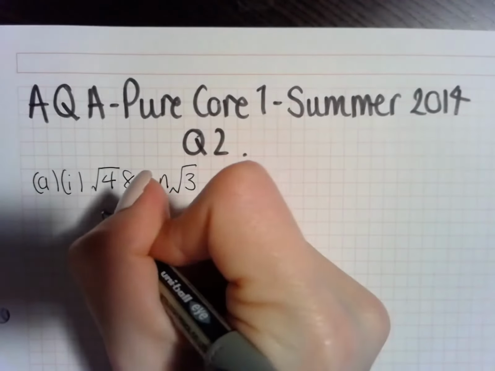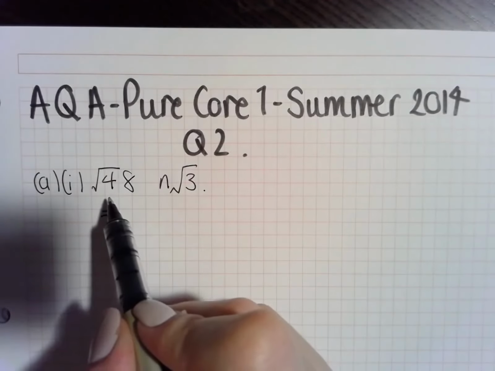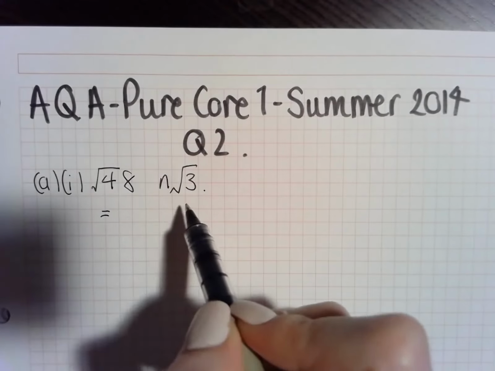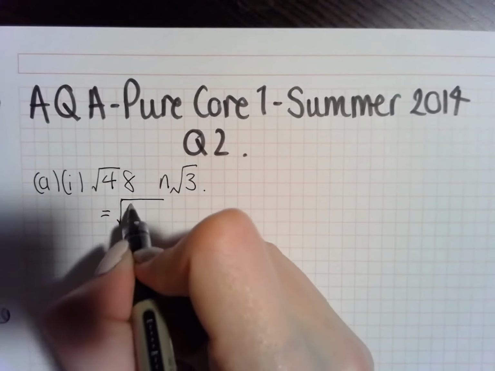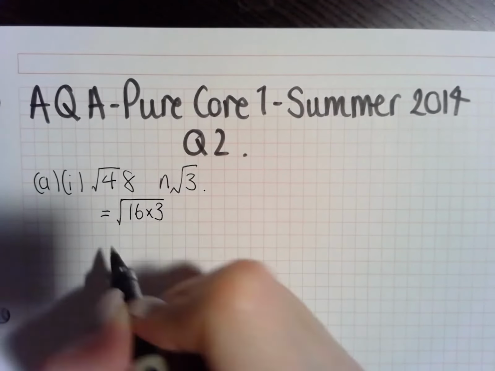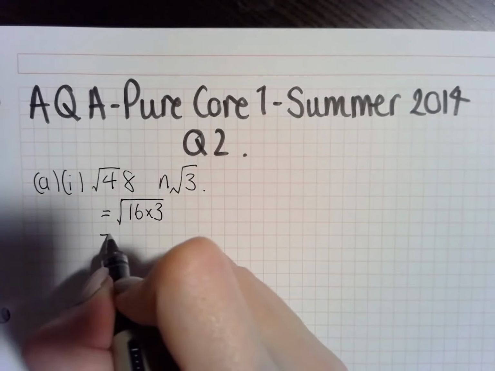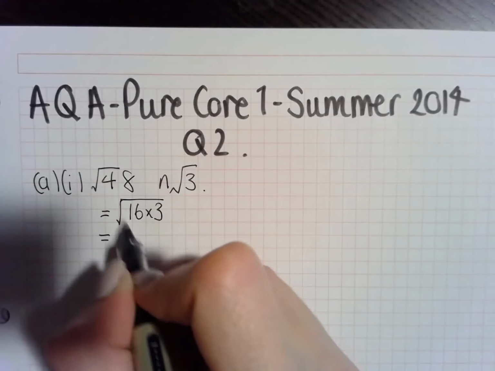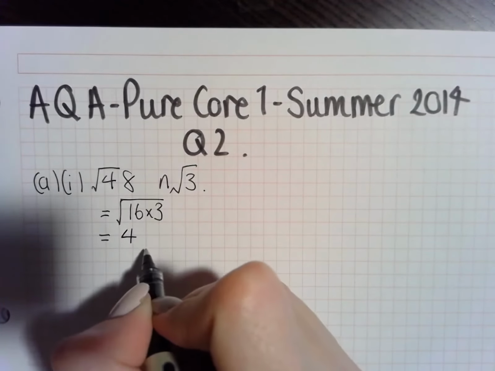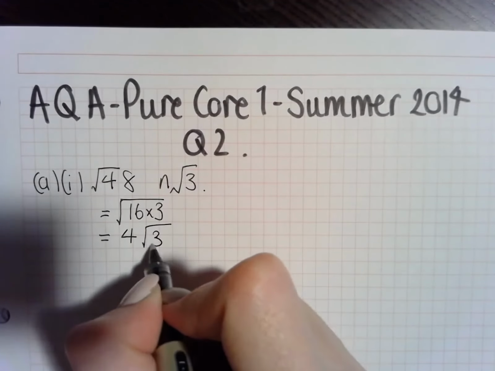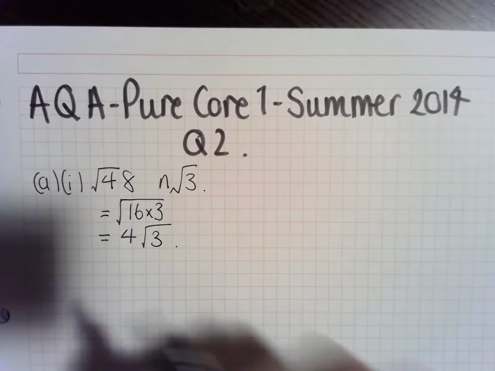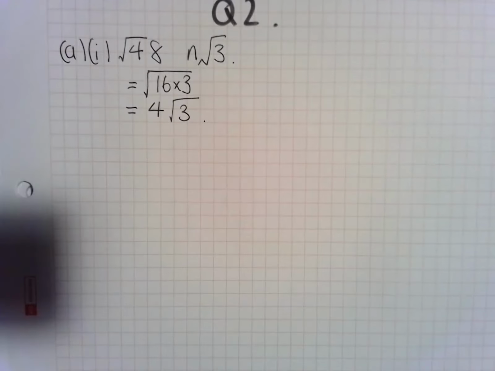So basically what this is asking of you is what can you times by 3 to be 48? Well, 16 times 3 is 48, so we can break this up into this. And then 16 is a nice square number, so we can bring that out and make it 4 root 3. So n is 4, and that's the first part of the question.